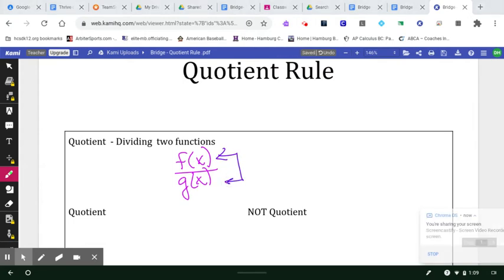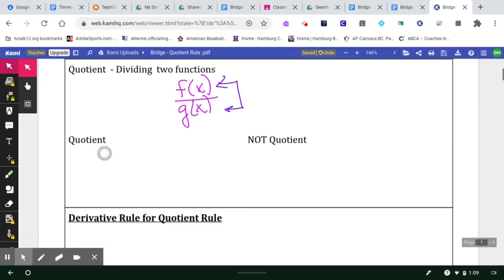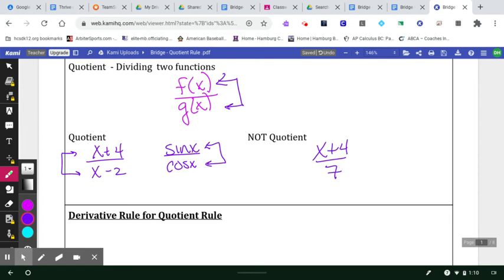You can make a little note for yourself: we do want to make sure we see two x's. Some examples of quotient rule versus not quotient rule. Quotient rule would be something like x plus 4 over x minus 2, with an x in the numerator and an x in the denominator. Sine of x divided by cosine of x also works. Not a quotient rule: x plus 4 divided by 7. I am not using quotient rule there because there is no x in the denominator.